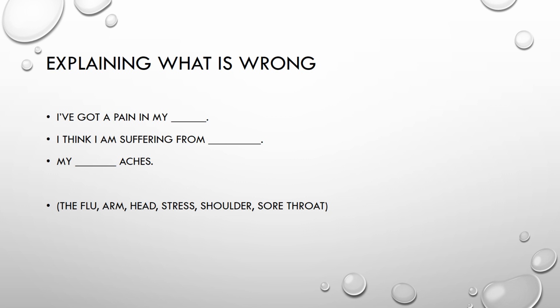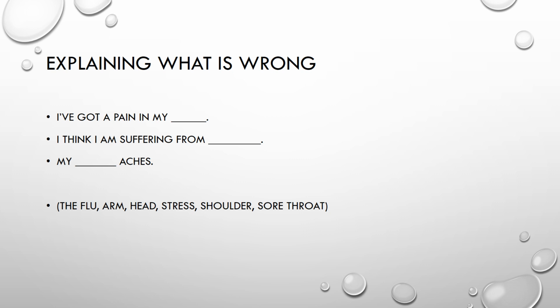I can say I've got a pain in my, you see these words between the two brackets, I can use the flu? No. I've got a pain in my arm, possible. I've got a pain in my head, awkward, not possible. I've got a pain in my stress, no. I've got a pain in my should be some body organ, for example in my hand, in my shoulder, in my throat, in my fingers, in my bones. Okay, so these are where pain may be found.